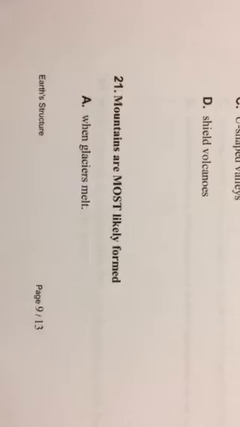21. Mountains are most likely formed A. When glaciers melt. B. From earthquakes. C. When land sinks. D. Along tectonic plates.